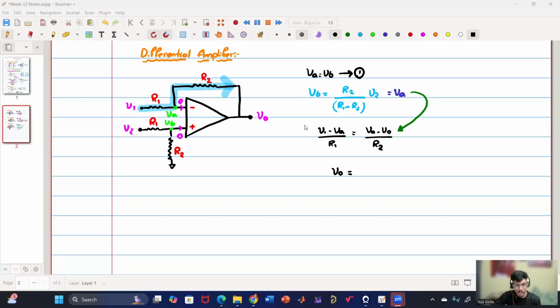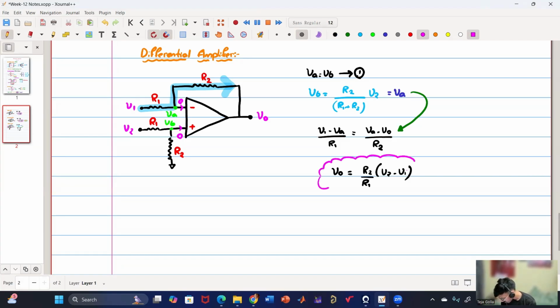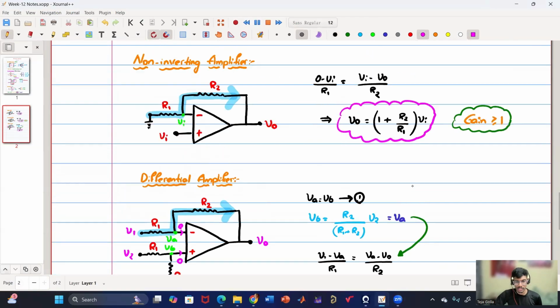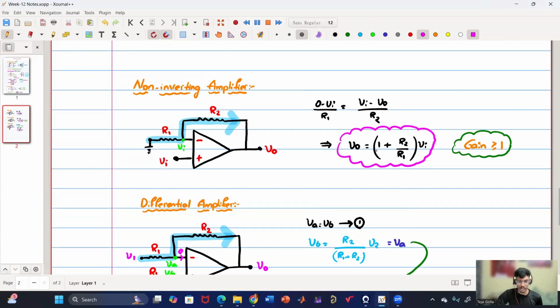Parvatam says R2 by R1 into V1 minus V2. Nandini says R2 by R1 into V2 minus V1. So kindly check, Parvatam, it will be V2 minus V1. So V naught is R2 by R1 into V2 minus V1. So non-inverting terminal minus inverting terminal. So here also we are getting a positive gain. And now gain can be greater than 1, less than 1, or equal to 1 as well, which is not possible in the case of a non-inverting amplifier.